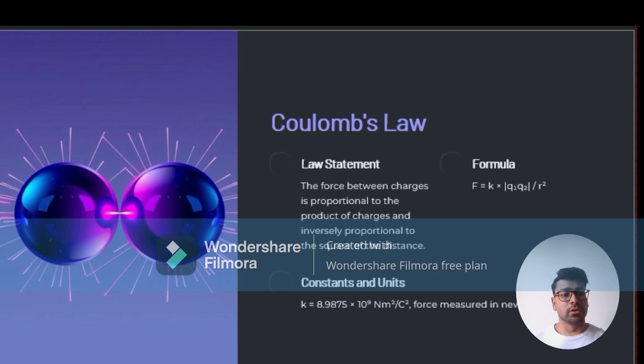For example, two charges of 1 microcoulomb separated by 10 centimeters experience a repulsive force of about 0.9 newtons. While Ohm's law tells us how current behaves in a conductor, Coulomb's law helps us understand the interaction between individual charges, whether they attract or repel each other.